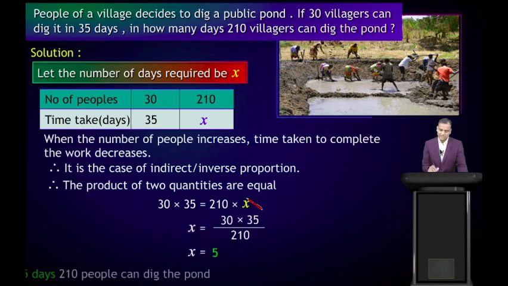To find x, we take 210 to the other side and it goes to the denominator, as division. Now we can divide and cancel out: 210 is 7 times 30, and 35 is 7 fives, and 30 is 6 fives. So what is your answer? Yes, it is 5. So what is the value of x? It is 5, or we can say 5 days.